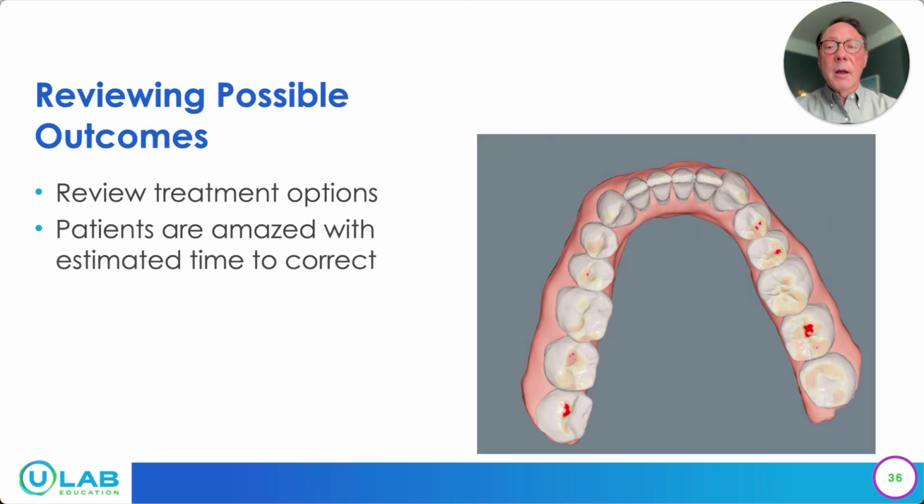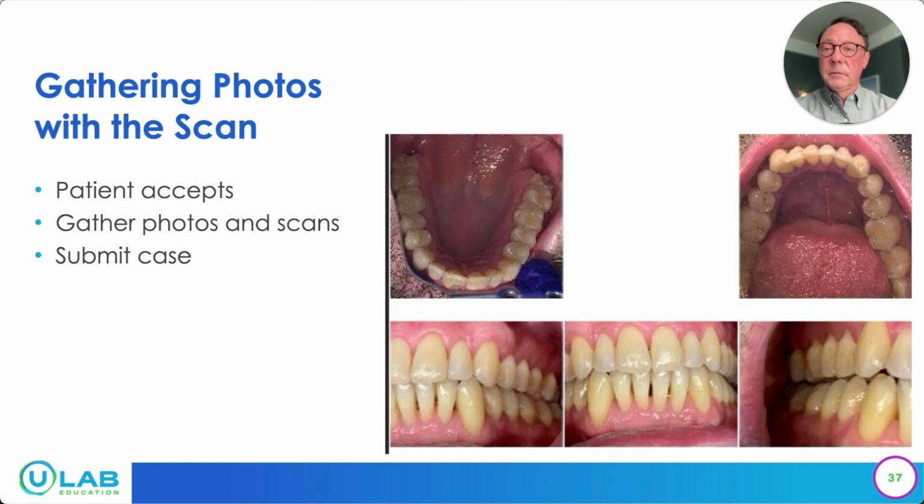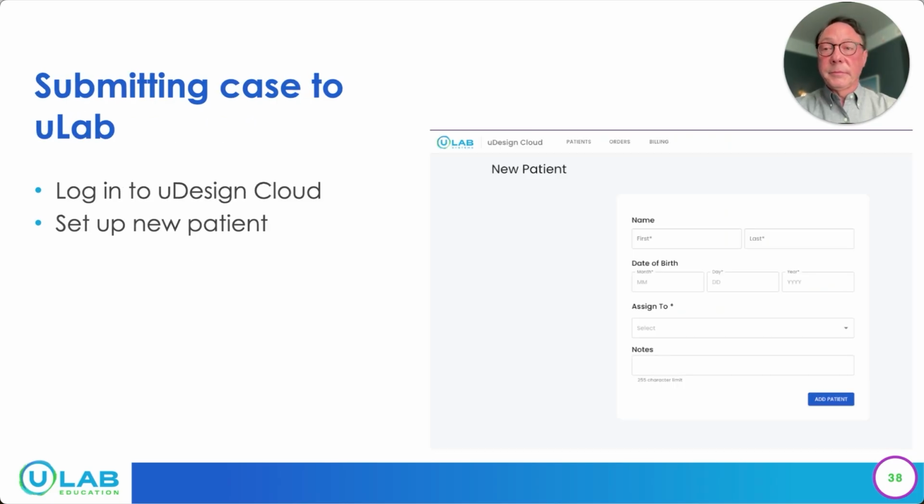We review possible outcomes and treatment options, and patients are amazed at how fast the social 6 can correct this area. We gather photos after the patient accepts and submit a case. So let's go over submitting a case.